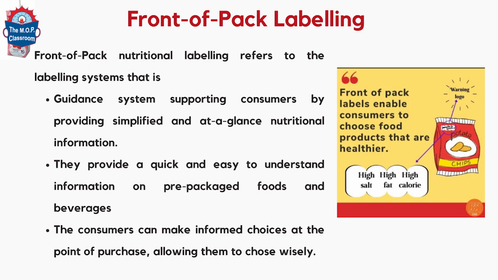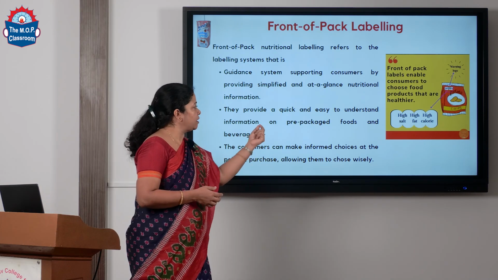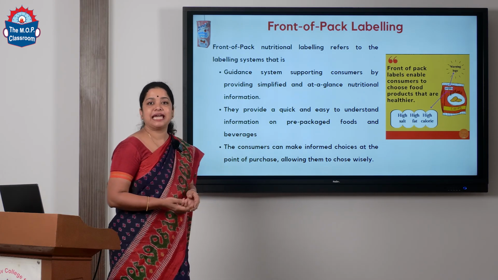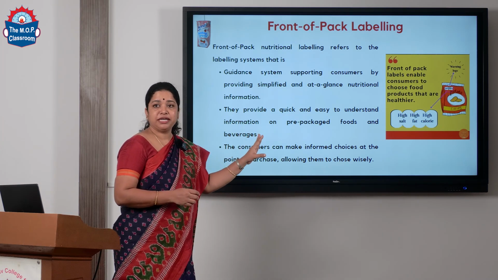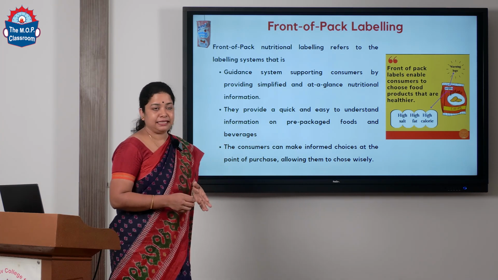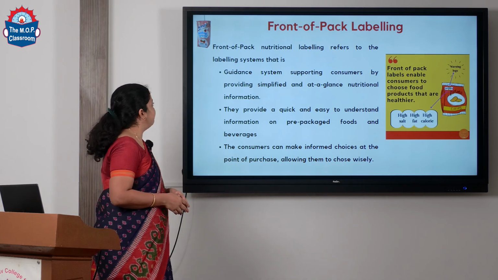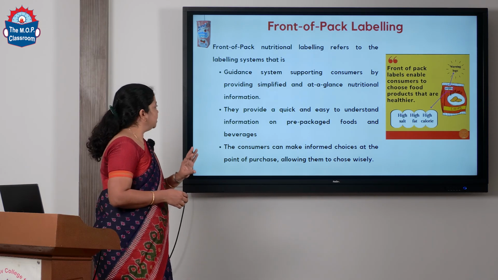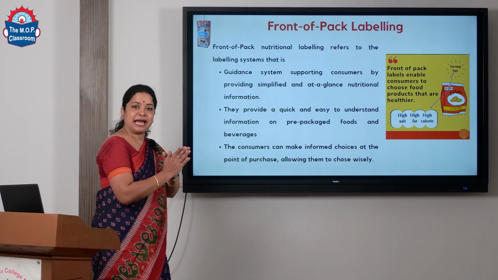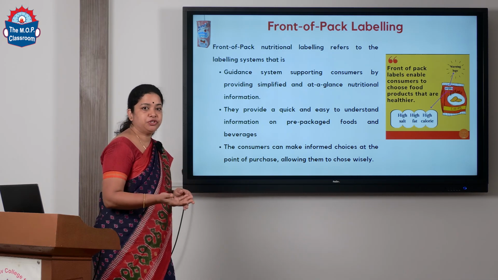Now, you take up a potato chips packet, there is one kind of logo, and when you look into the logo, it talks about high salt, high fat, high calorie. Any consumer might be informed at this point itself that this product is not as healthy. So, front of pack nutrition labeling refers to a labeling system that gives at a glance nutritional information. You see it at first sight itself, and then you decide whether to buy a product or not.